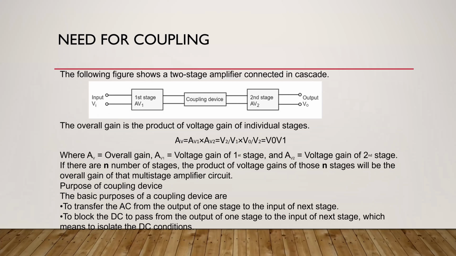Now let us see what is the need of coupling. Here I am showing a simple diagram of a two-stage amplifier with coupling device. The overall gain of a two-stage amplifier is AV equal to AV1 into AV2. It is a theoretical value, practically there is lesser gain, but theoretically the overall gain AV is equal to the first stage gain into the second stage gain. That is V2 by V1 into V0 by V2. V2 will get cancelled. Therefore, V0 by V1.